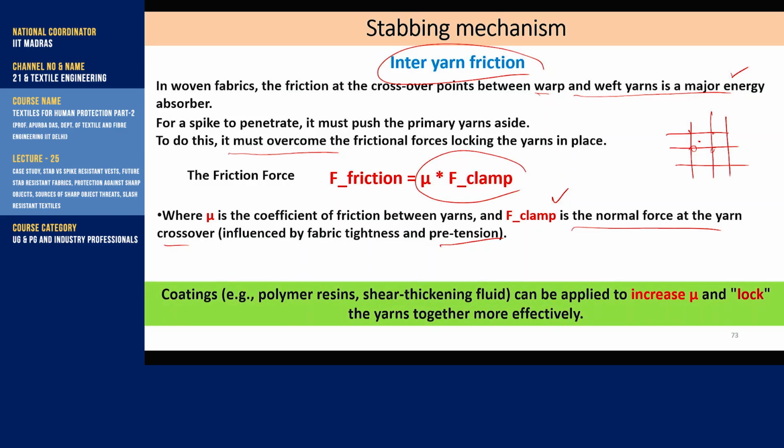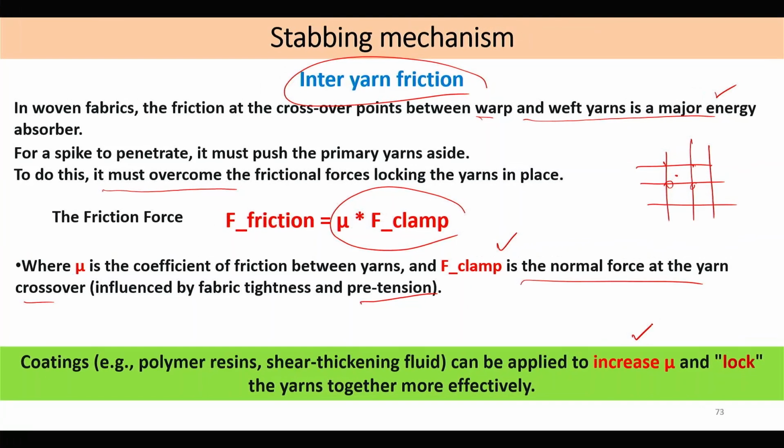Here we can also increase mu, or locking, by coating with polymer resin or shear thickening fluid. If we can coat, that means inter-yarn friction will be increased, and also there will be locking, that means the pretension will be there, there will be structural integrity, and inherent pretension will be there.